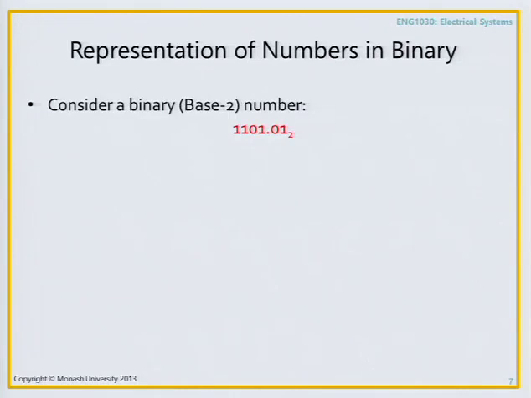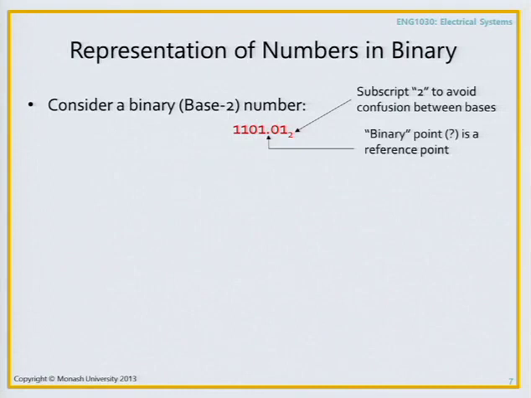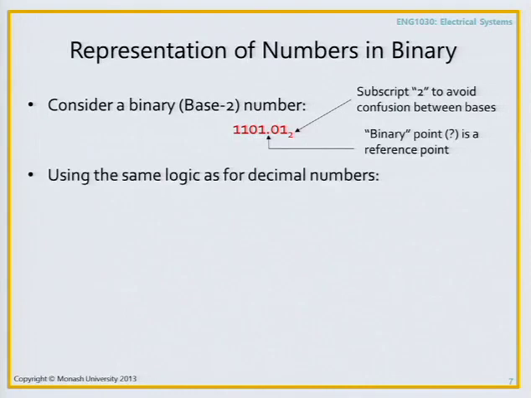So if you have a look at this number, we've got this subscript 2 here to avoid confusion between bases, because 1101.01 in binary means something completely different to 1101.01 in base 10. Yes? So here we've got a binary point. There's a decimal point. We'll call it a binary point. And that serves as the same thing. It's a reference point. So all the digits follow the same principle as for decimal numbers.